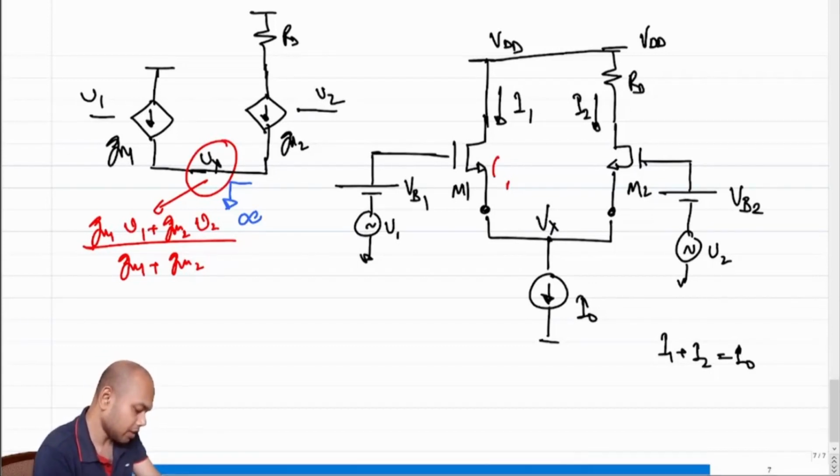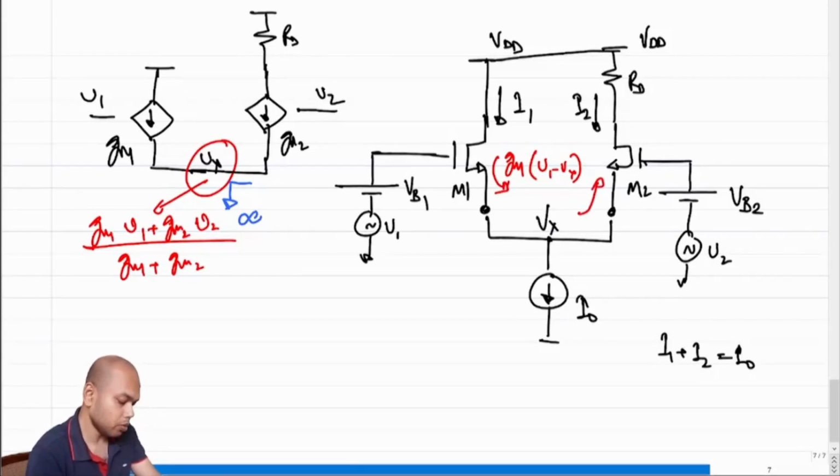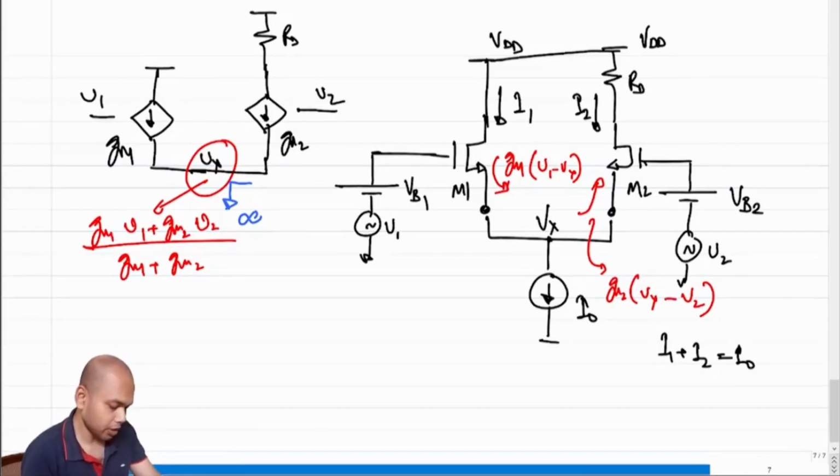So what is the quiescent current through GM1? Not the quiescent current, I'm sorry. What is the incremental current through GM1? This is GM1 times V1 minus Vx. What is the current flowing into M2? Note that I have reversed the direction. So the incremental current flowing into M2 will be GM2 times Vx minus V2, and then we equate these two and you will get what we got in the previous module, right?